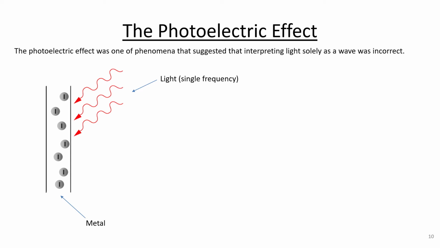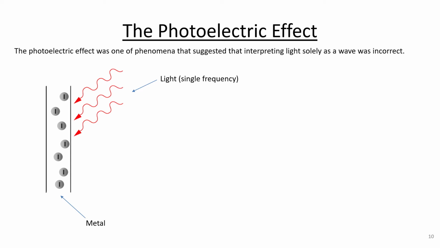And he actually won a Nobel Prize for this in 1921, and it was one of the things that solidified Einstein as, at least at the time, one of the greatest living physicists. Okay. So, the photoelectric effect, as it says in the headline there, is one of these phenomena that suggested that interpreting light solely as a wave was incorrect.